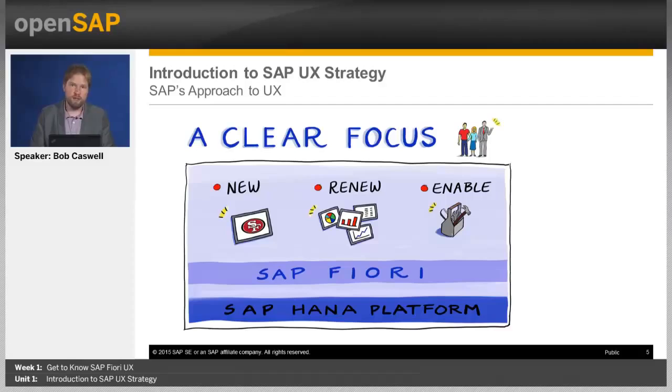Well, SAP has 3 areas of focus. We like to call them new, renew, and enable. So let's start with new. New is all about providing consumer-grade user experiences for new applications. Renew is about improving the user experience of SAP's existing applications, starting with the most commonly used business scenarios. And last but not least, enable gives SAP customers and partners the ability to improve the user experience of other existing SAP software in ways that allow them to decide which mission-critical business scenarios are most important to them.